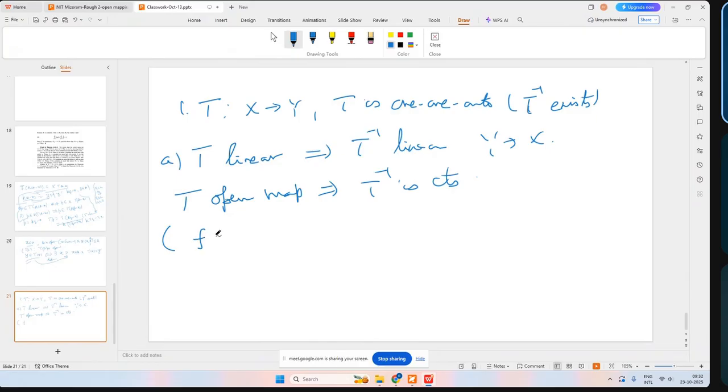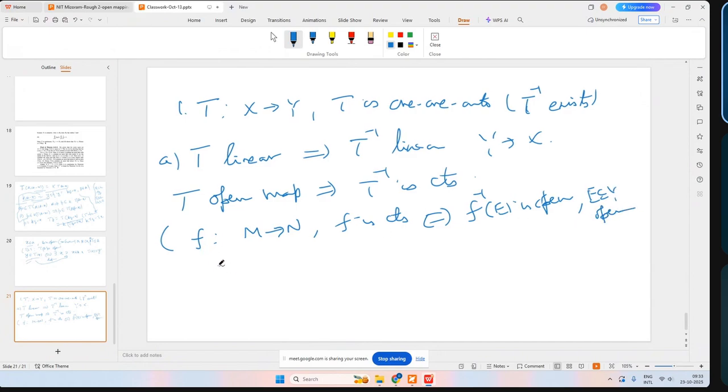If you have a map from a metric space M to a metric space N, F is continuous if and only if F inverse of an open set E is open. That is, the inverse image of an open set is open.